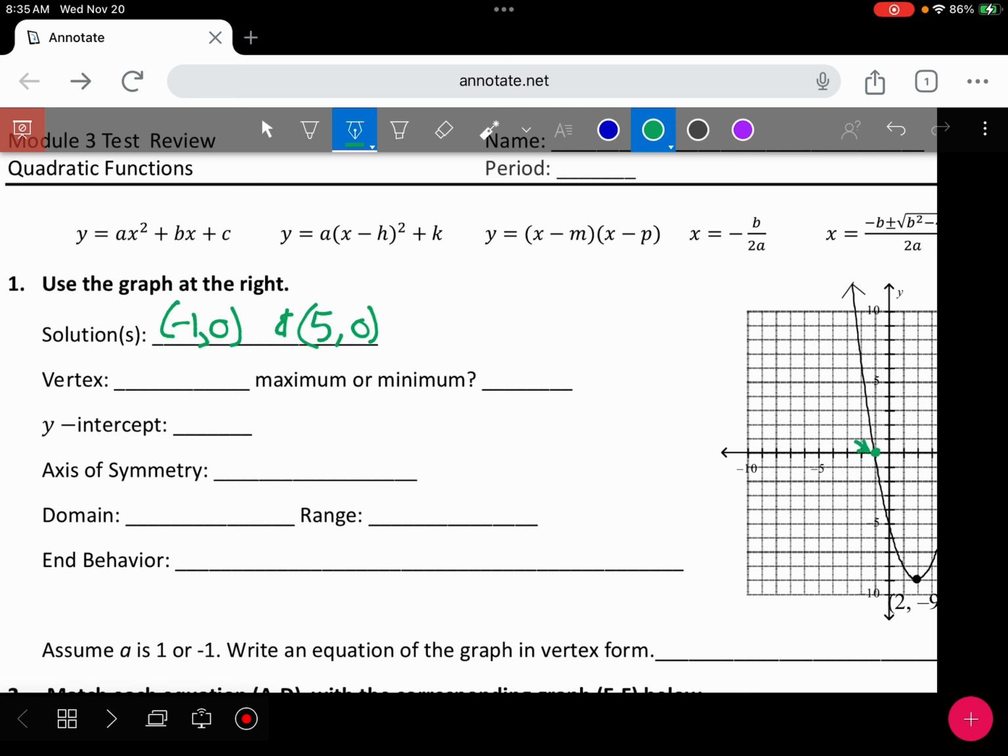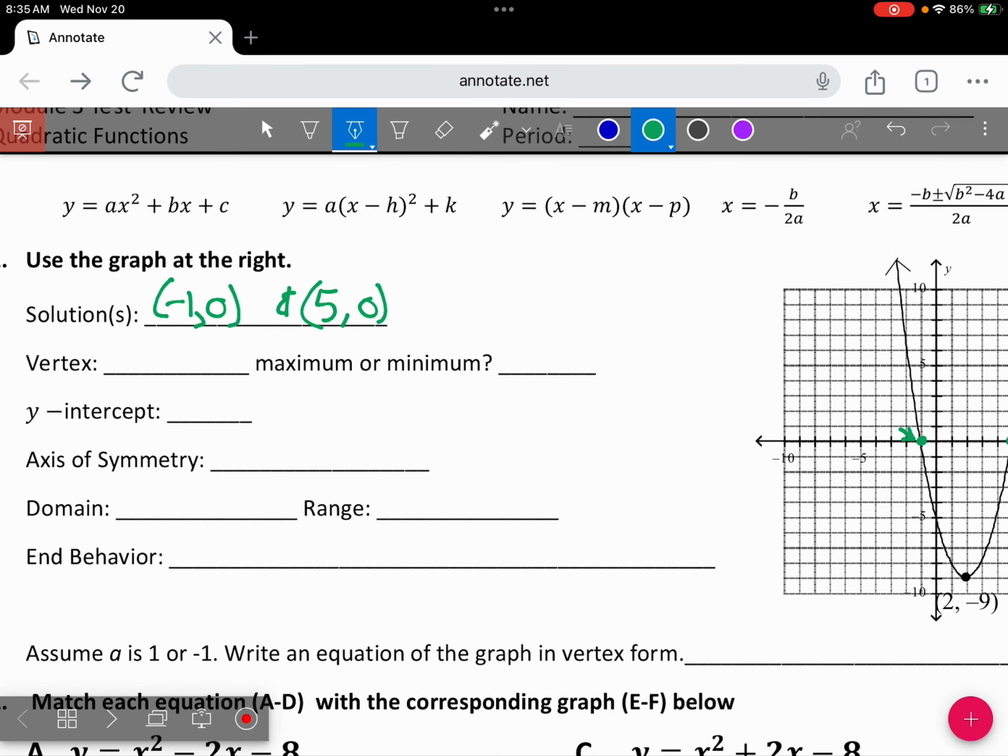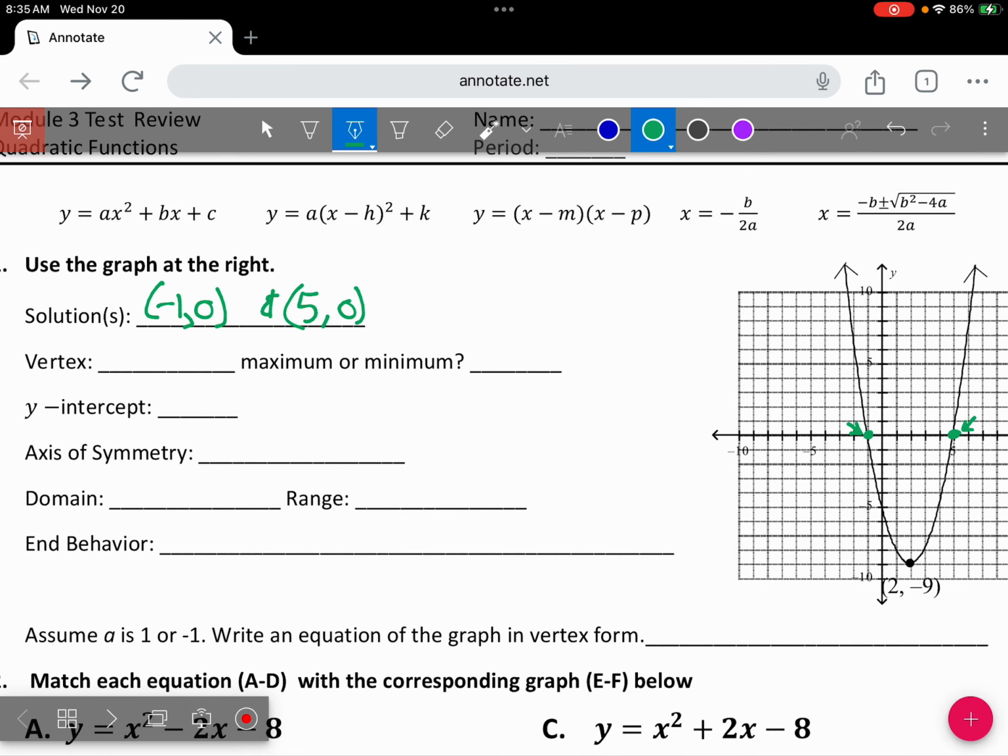And I know specifically this was not the question that was asked, but we're getting our way down there. We're getting to the bottom 3. So where's our vertex? 2, -9. We actually gave you that point. It was named down here. It's this guy right here.